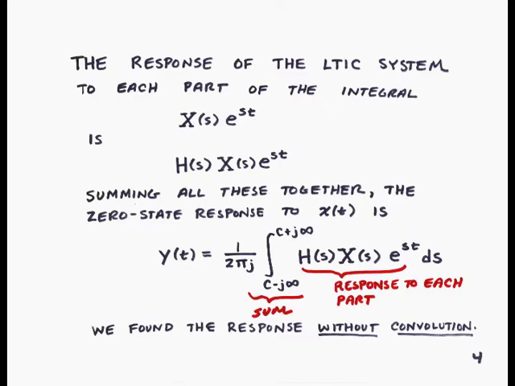The summation of all these responses will then be y of t equals 1 over 2 pi j integral in the complex plane of h of s x of s e to the st ds, because h of s x of s e to the st is the response to each part, and then we have to sum all those together for all the different values of s that we're considering in the complex plane. That then will be the response y of t to the input x of t. And you note that we've obtained that answer without ever having to do any convolution.